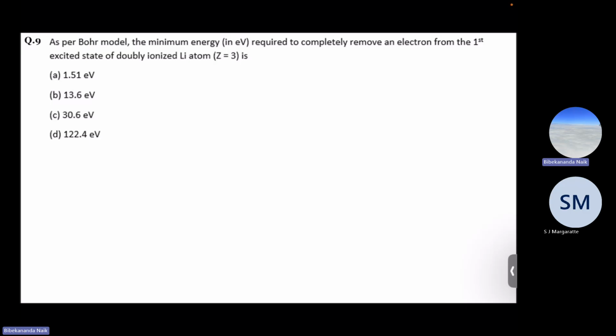Question number 9 then. As per Bohr's model, the minimum energy in electron volt required to completely remove an electron from the first excited state of the doubly ionized lithium atom, that is Z equal to 3, is. The options are option A 1.51 eV, option B 13.6 eV, option C 30.6 eV, and option D 122.4 eV. So we know En is directly proportional to n square. Here we need to completely remove an electron from the first excited state of doubly ionized lithium atom.